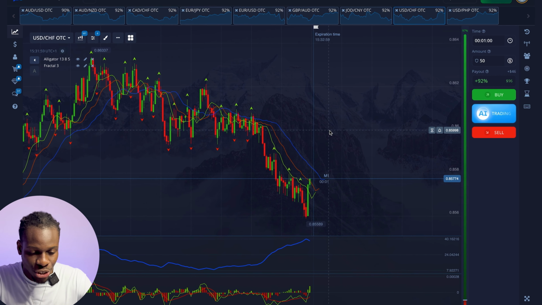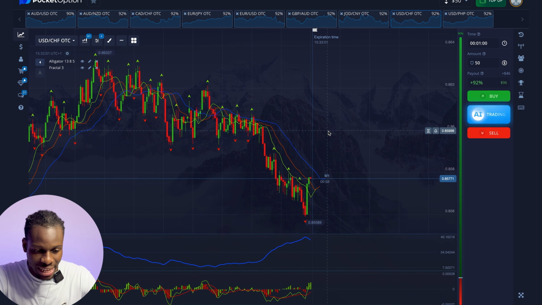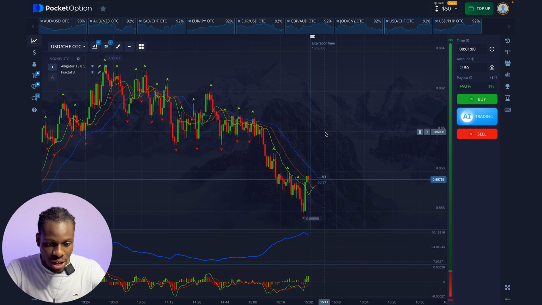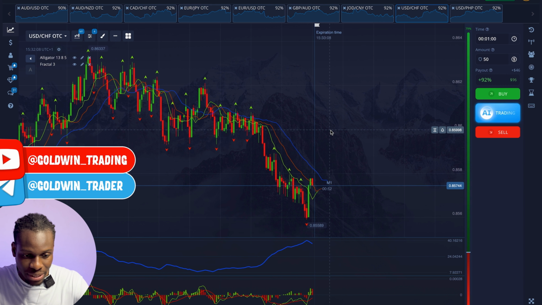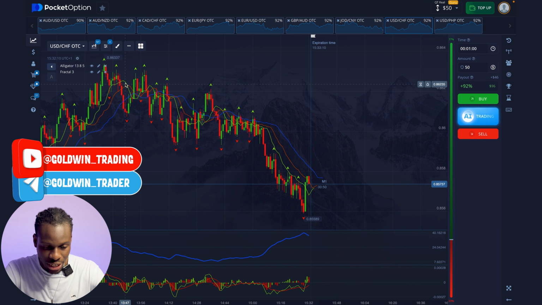Let's get right into today's trading session, guys. Just like I mentioned, we'll be trading the OTC markets today. As you can see, I've already selected a couple of assets right above. These have the best payout percentages and chart movements as well.